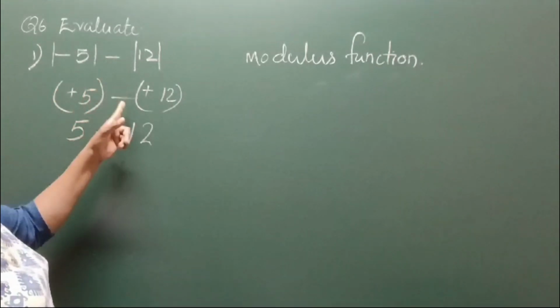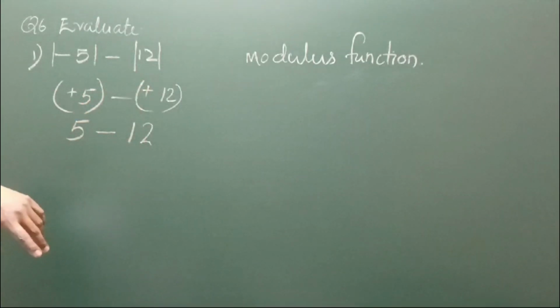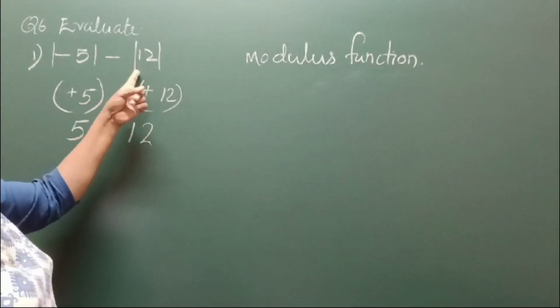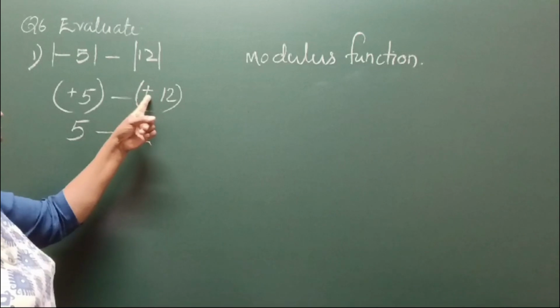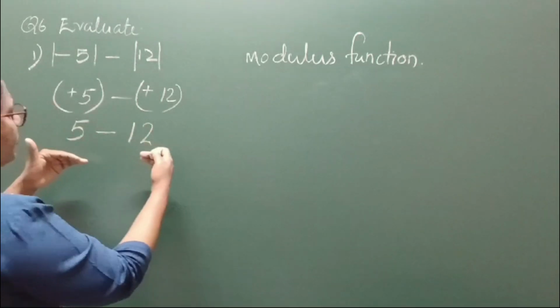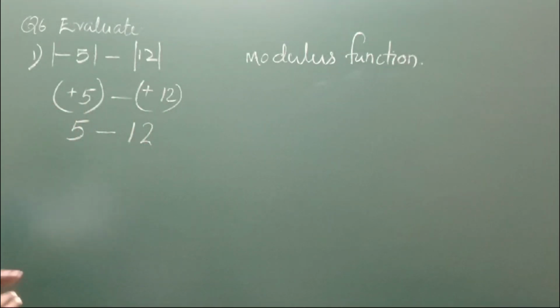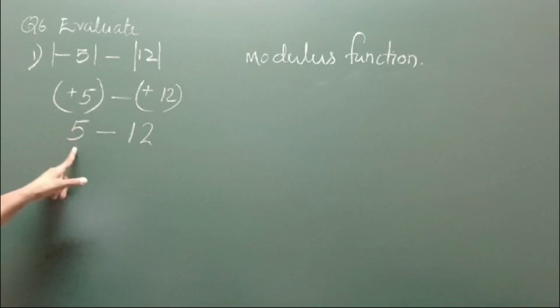Then this symbol is as it is, and then again 12. Absolute value of 12 is 12. So here we have removed this sign and used a bracket, so we are showing plus 12. Now the second step is to remove this simple bracket. For that we have to write the integer as it is, without sign.